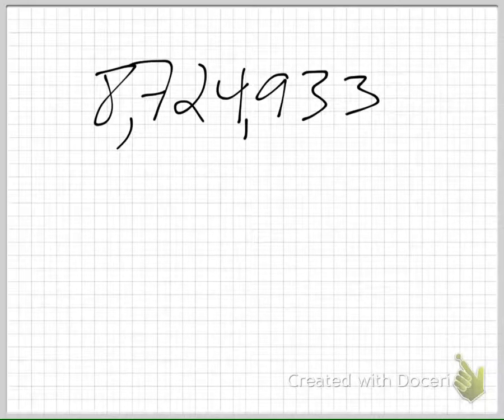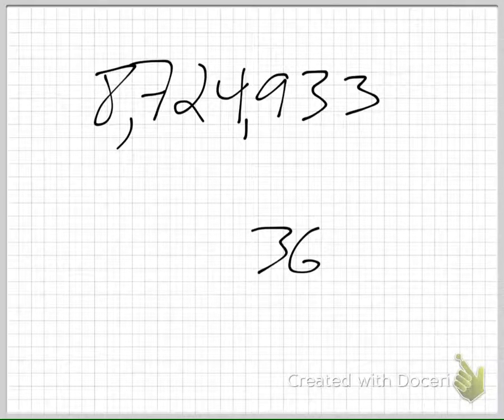What do these things add up to? 36. Is 36 divisible by 9? Yes, it is. Therefore, it is divisible by 9. If a number is divisible by 9, it's guaranteed to be divisible by 3 because 3 is a factor of 9. Does that make sense?